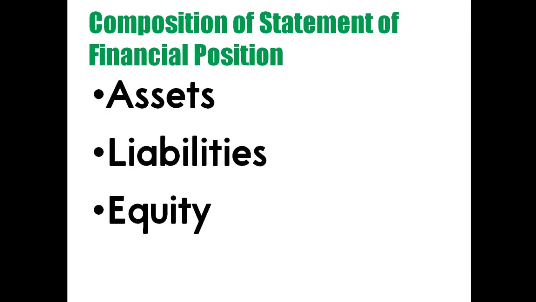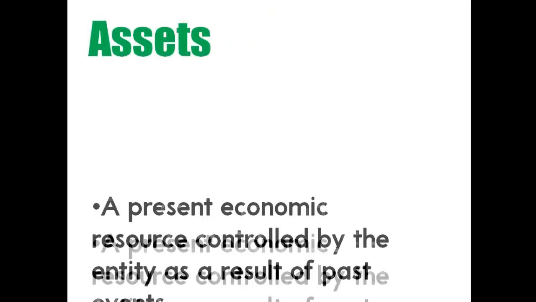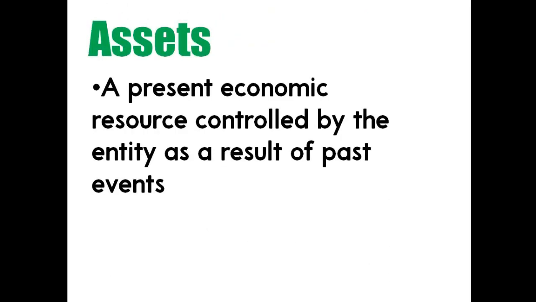Isa-isahin natin. Let's start with assets. Assets are actually your present economic resource controlled by the entity as a result of past events. Medyo alam ko sawa na kayo sa definition na yan, but we have to isa-isahin. Present economic resources, ibig sabihin, it will bring economic benefits because resource mo yan. Okay? Controlled by the entity, kontrolado mo yung asset.